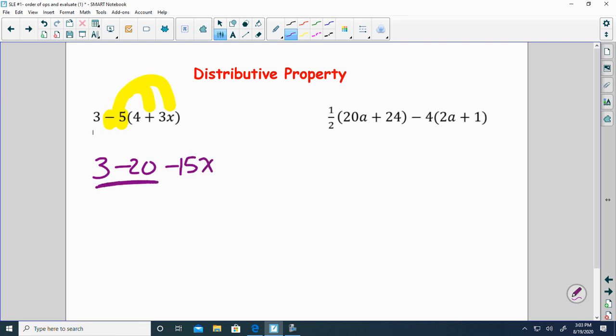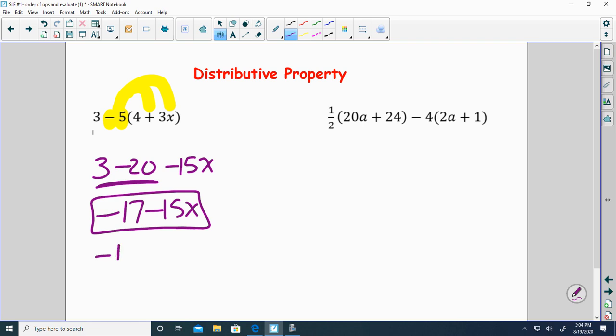These are like terms, so I can combine them. I can't combine the x with it because it's not a like term because it has an x with it. So I have $3. I see something that costs 20. So I have 17 that I owe minus the 15x. And this problem is done when it looks like that. Okay, there's no reason to go any further.